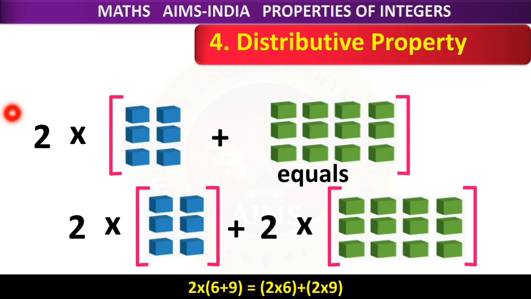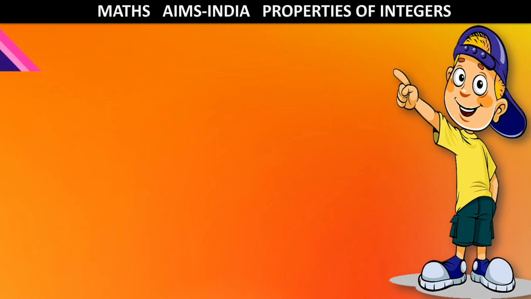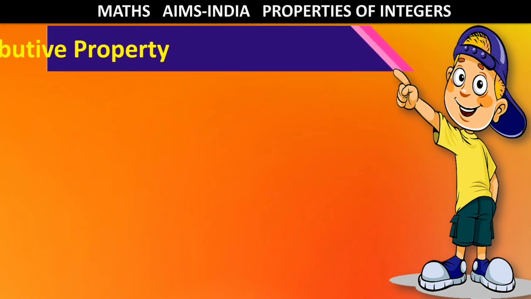Look at this here. We are having 2 into the first set of blocks and the second set of blocks. In the next equation, what did we do? We did 2 into the first set of blocks plus 2 into the second set of blocks. We are distributing 2 among both these blocks. I'll explain this with the help of an example.